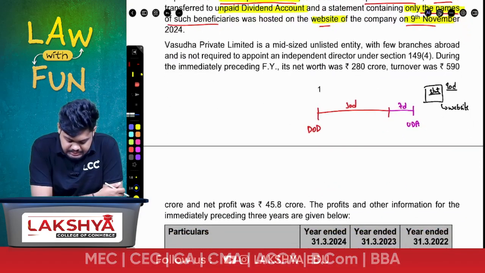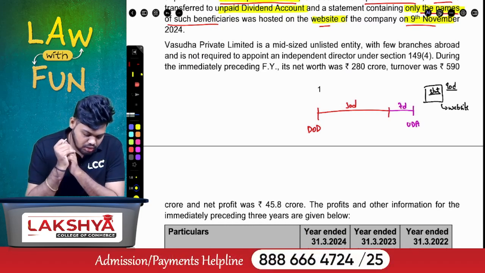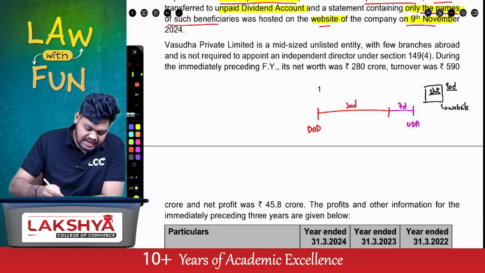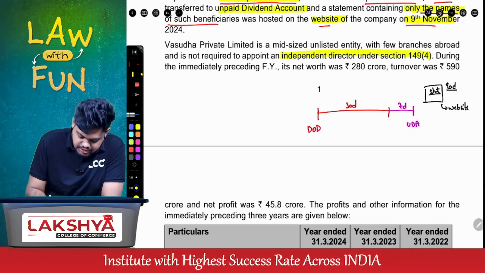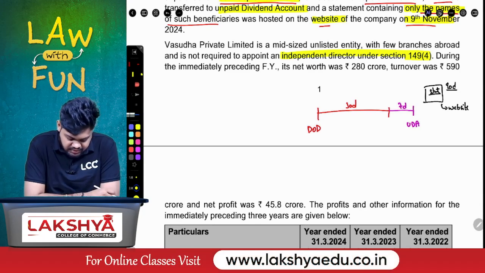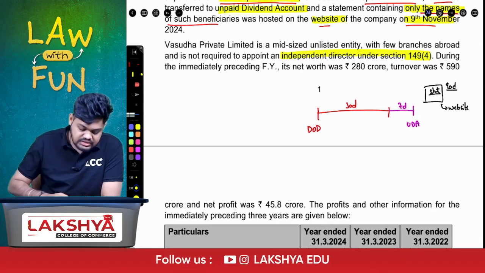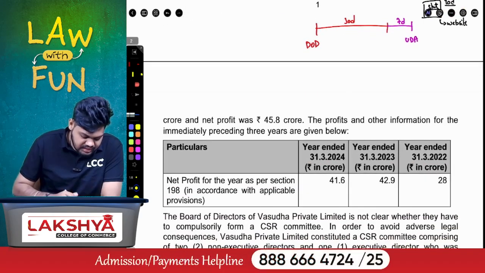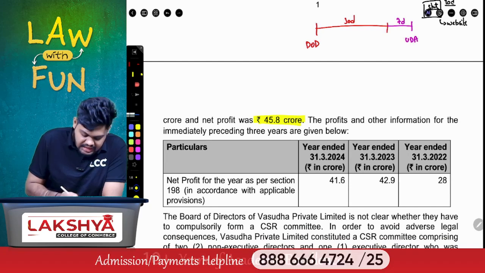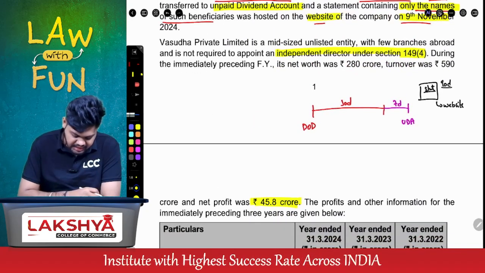Vasudha Private Limited is a mid-size unlisted entity with few branches abroad and is not required to appoint any independent director as per section 149 subsection 4. No independent director required for this company. During the immediately preceding financial year, its net worth was 280 crores, turnover was 590 crores, and net profit was 48.5 crores. There's a huge net profit they have earned in the last year.